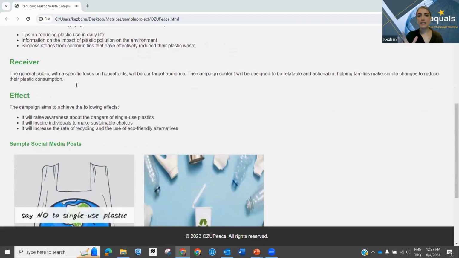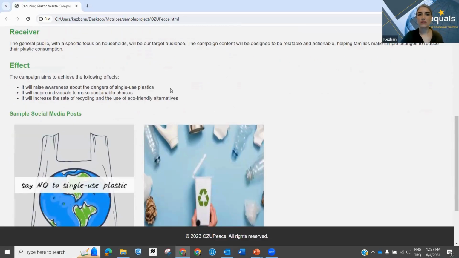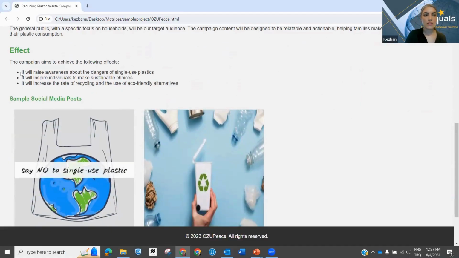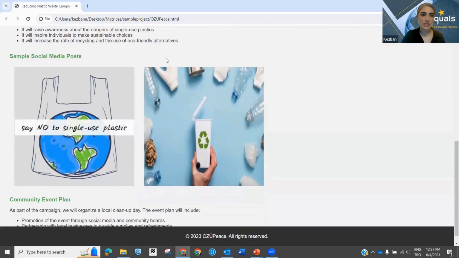As the receiver, as their target audience, they wanted to focus on households because our campus is located in an urban area. So they decided to increase awareness in that respect. And their aim, the effect part, followed the listed effects here: raising awareness, inspiring people to make sustainable choices, and increasing the rate of recycling and using eco-friendly alternatives.